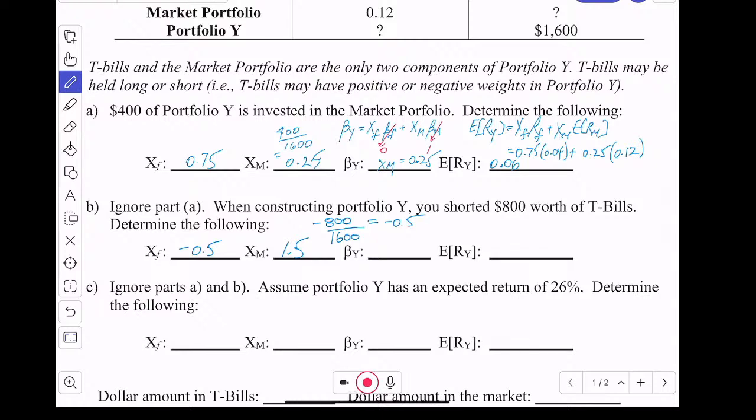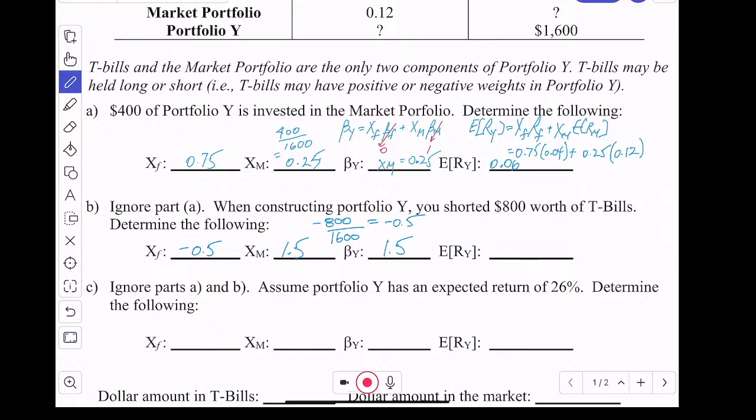So using the logic from above, since the beta captures the sensitivity of this portfolio's returns to market returns, it's just the fraction invested in market return. So actually this is quite high, 1.5.